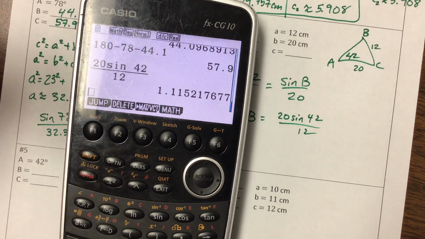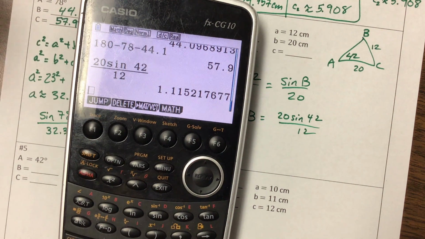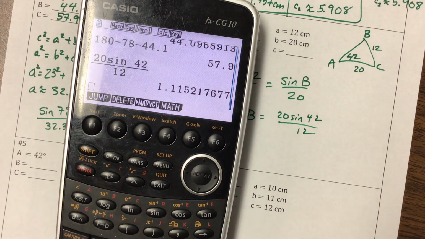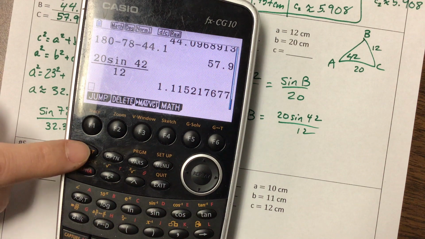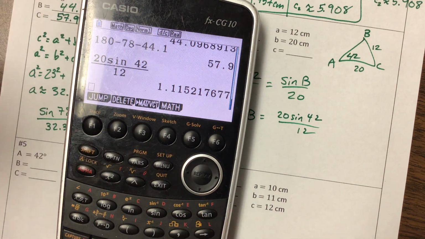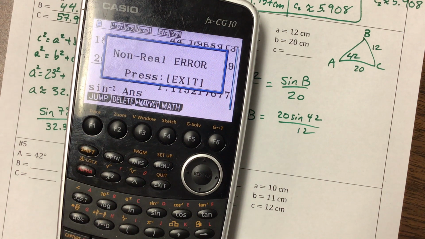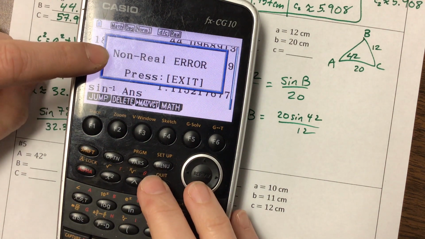But let's say I don't notice anything. You should, especially since we've already graphed y equals sine of x, and since we've already talked about the unit circle. Hopefully you're noticing there's something going on. Pause and think about it for a second before you continue. But if I don't notice something's wrong, and I go second sine of the answer, okay, I'm getting a non-real error.